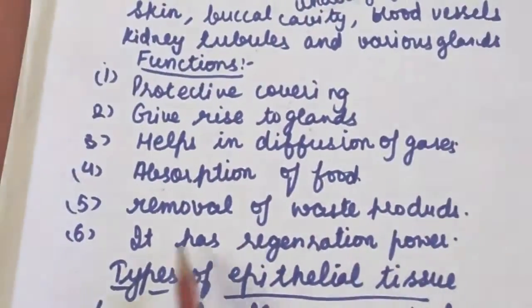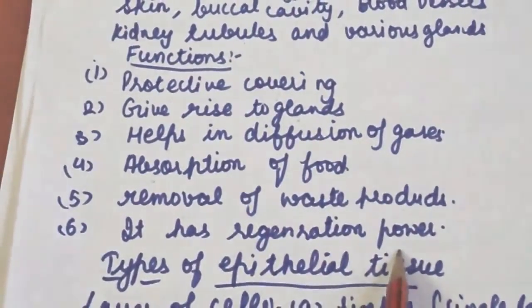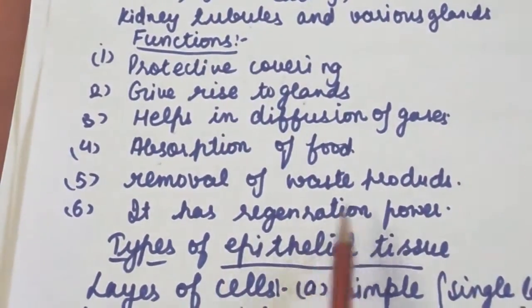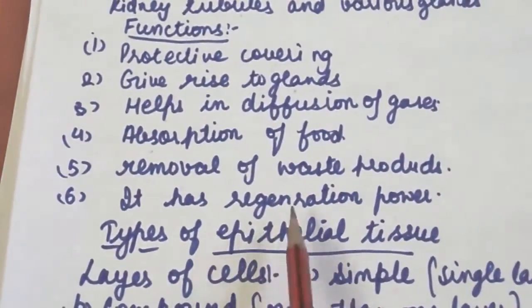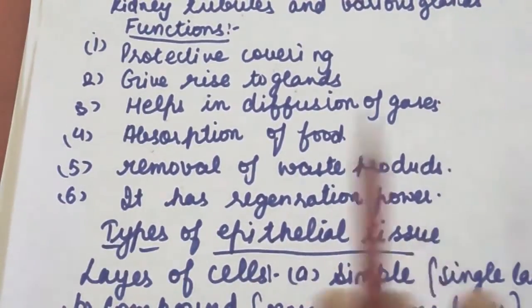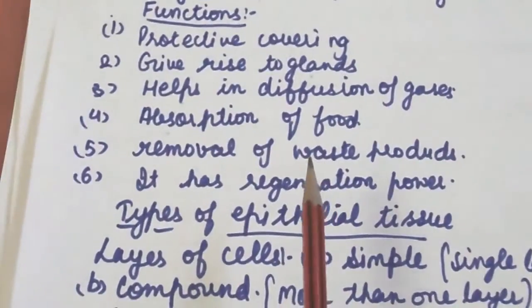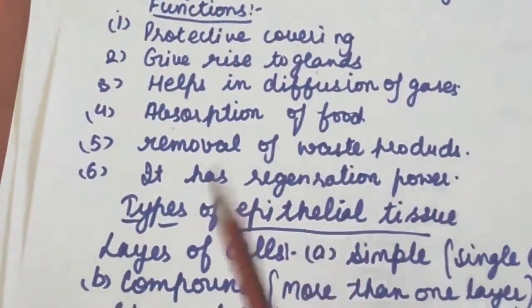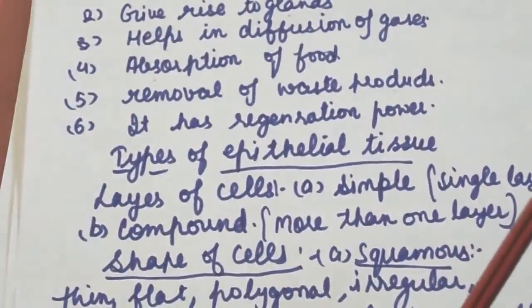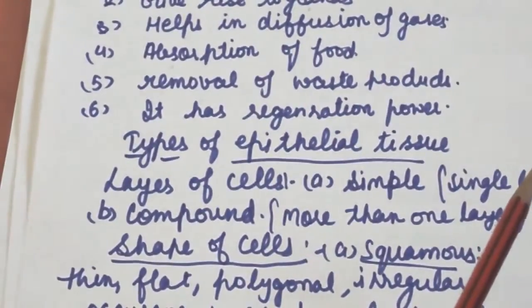And it also has a regeneration power that helps in healing of broken cells in the intestine as well as in other organs. Now, types of epithelial tissue. The epithelial tissue is classified in different ways on the basis of the layers of the cells.